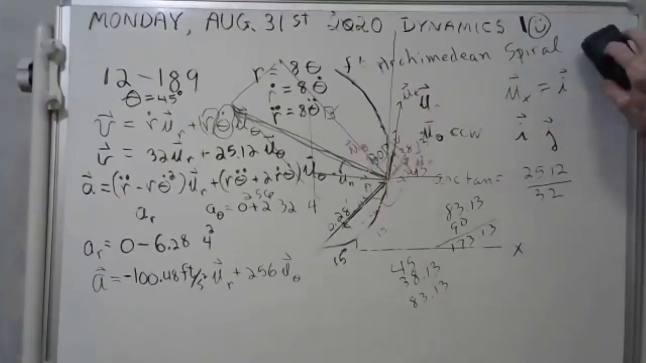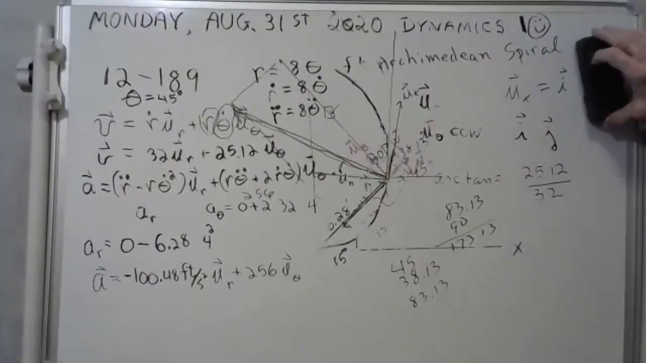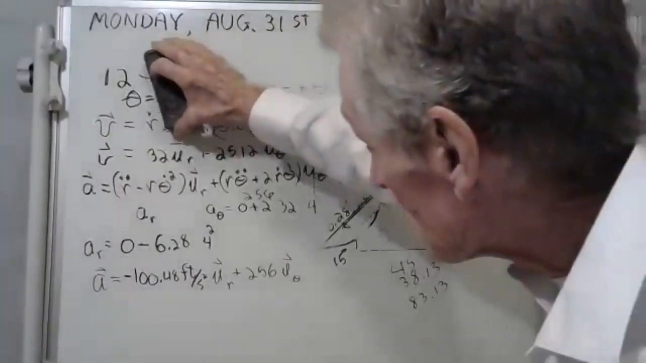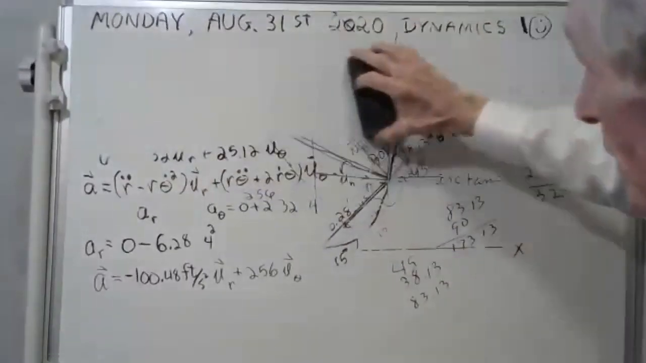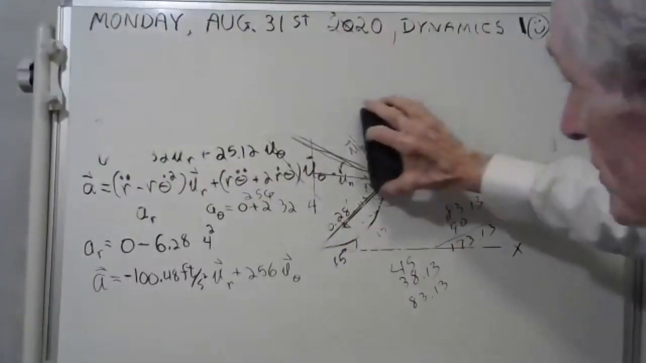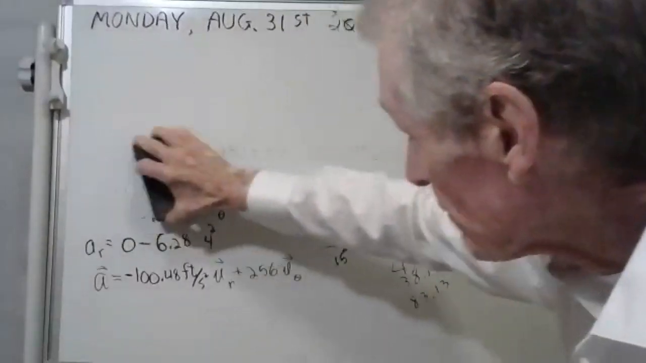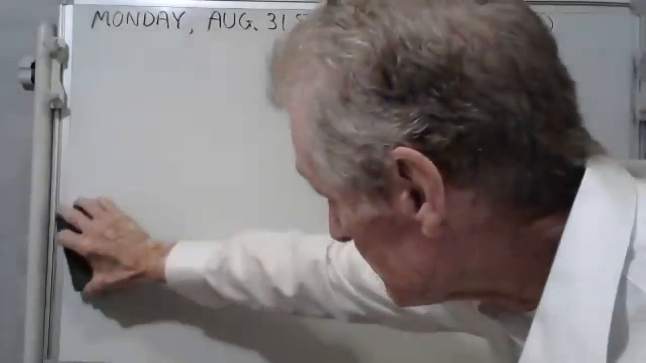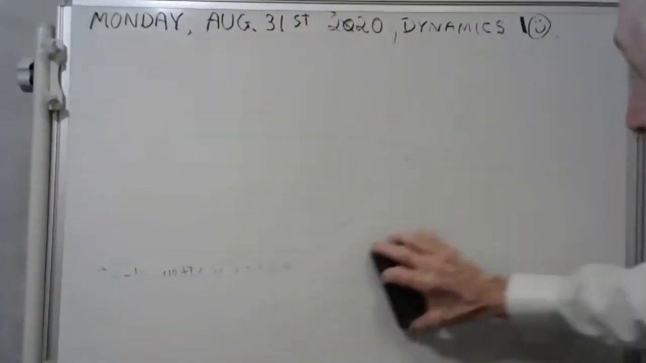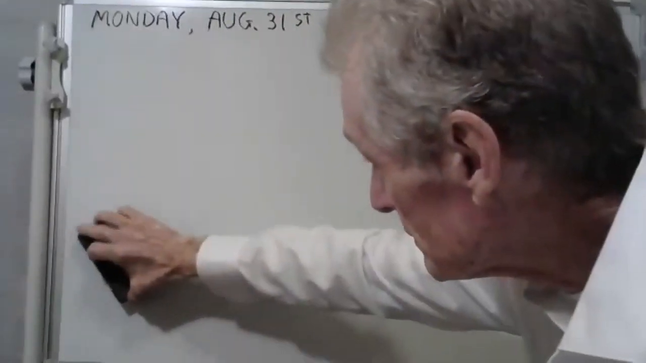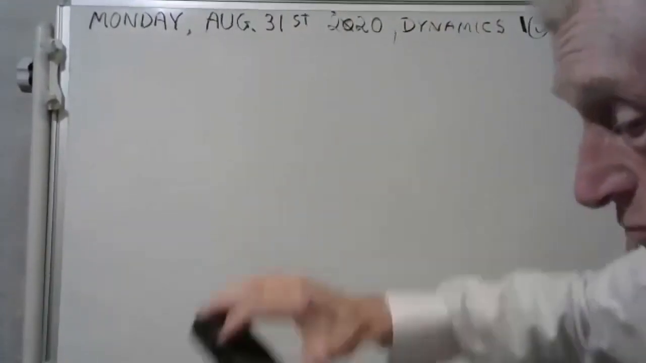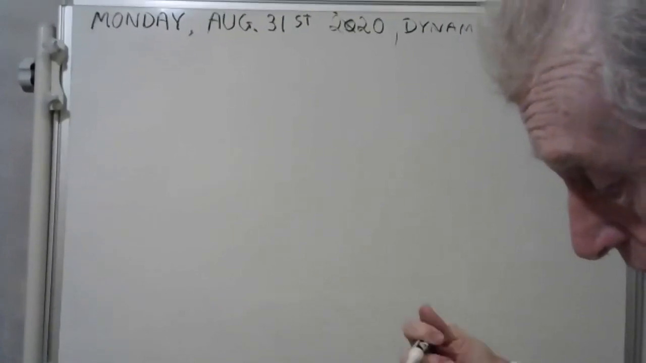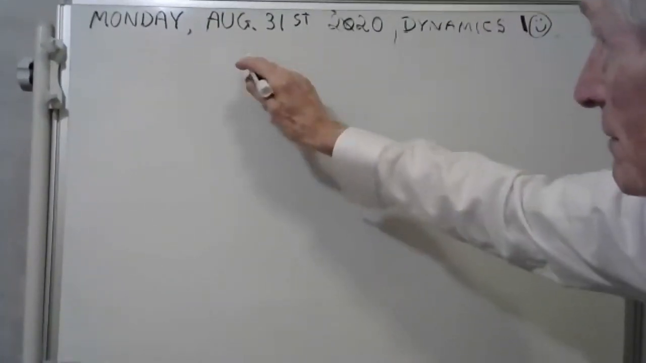Okay, well, say goodbye to all this stuff. Say goodbye to the Archimedean spiral. And you're going to do 12.189, only you're going to do it at 90 degrees. I did it at 45 degrees. But it's the same equations. Now, the next topic that we're going to study is pulleys, okay?